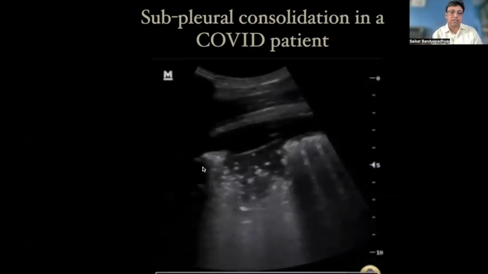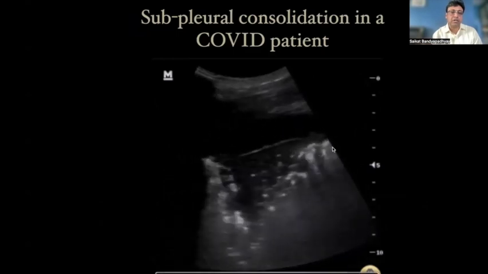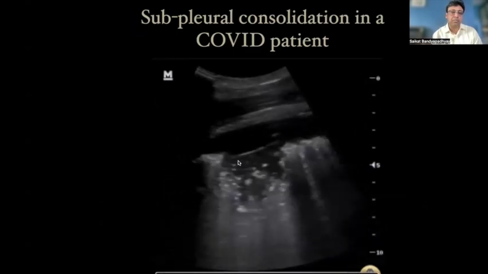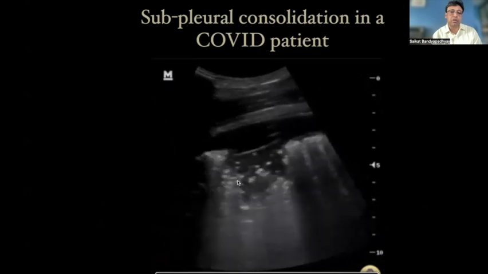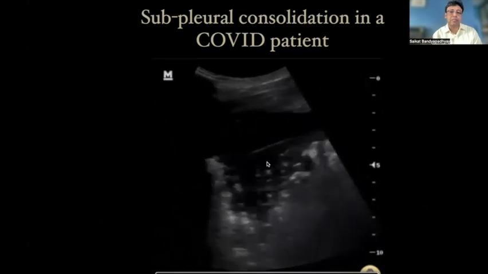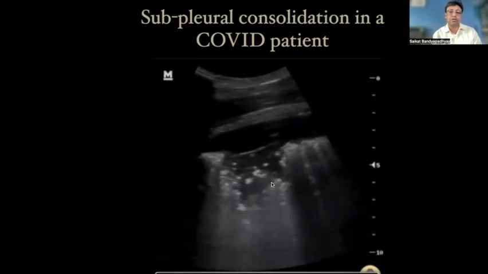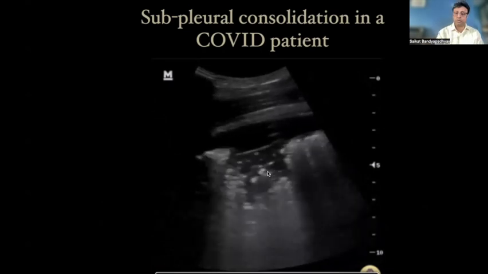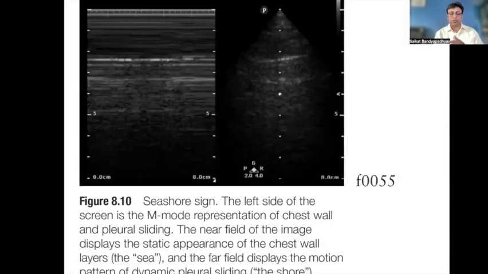You see the lung sliding is almost absent. This is thickened pleura, and over here the pleura you cannot see. There's a subpleural consolidation with a variegated appearance with hyperechoic spots in between. This is a subpleural consolidation. So the most important part of lung ultrasound is to get a seashore sign to identify this is normal, versus a barcode sign, which is abnormal. So I'll come to that.